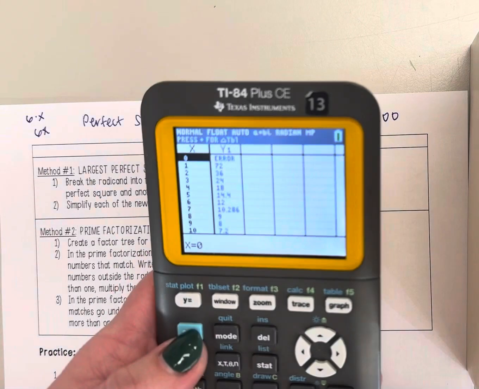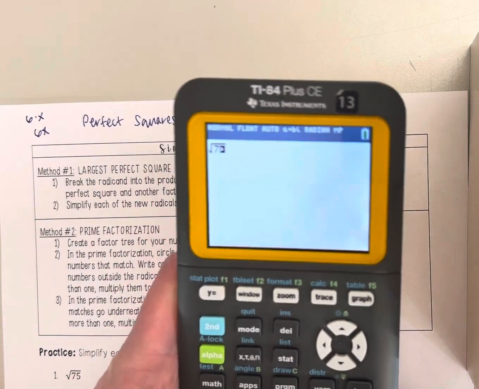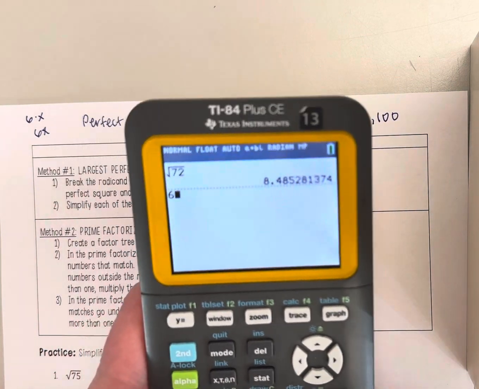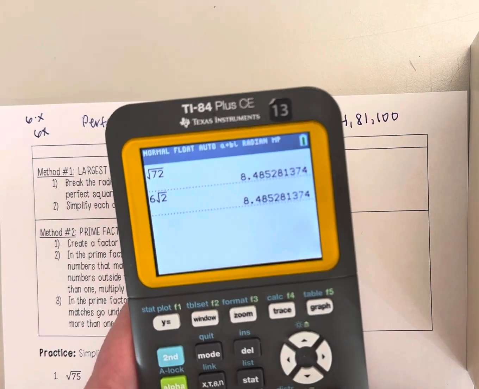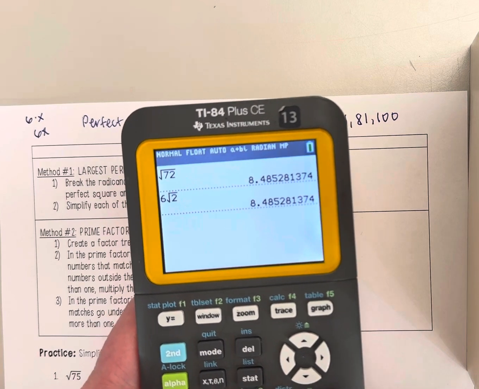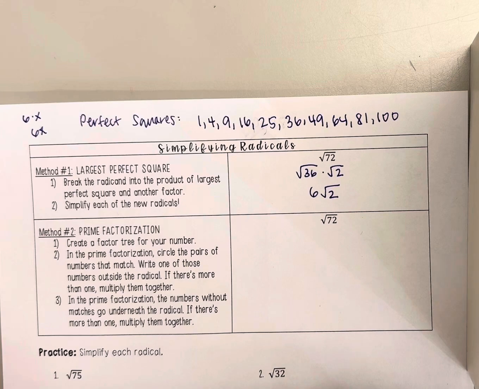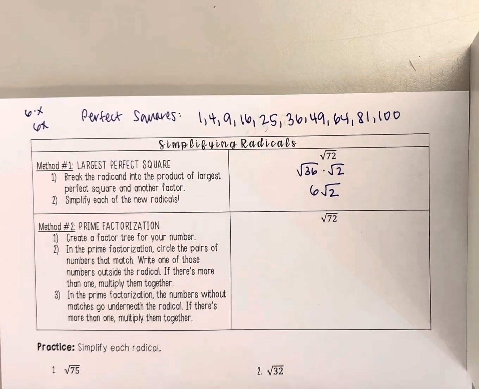You can check to see if you're right, because if you do square root of 72 on your calculator, it gives us that 8.48 number, and if you do 6 radical 2 on your calculator, it gives you the same decimal. So they do represent the same quantity. I'm going to do this method a couple times, and then we can switch to a different method and see if you like that better.